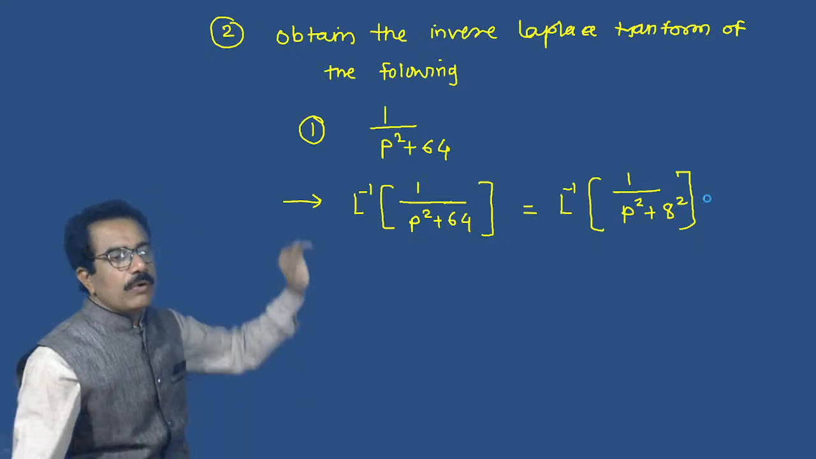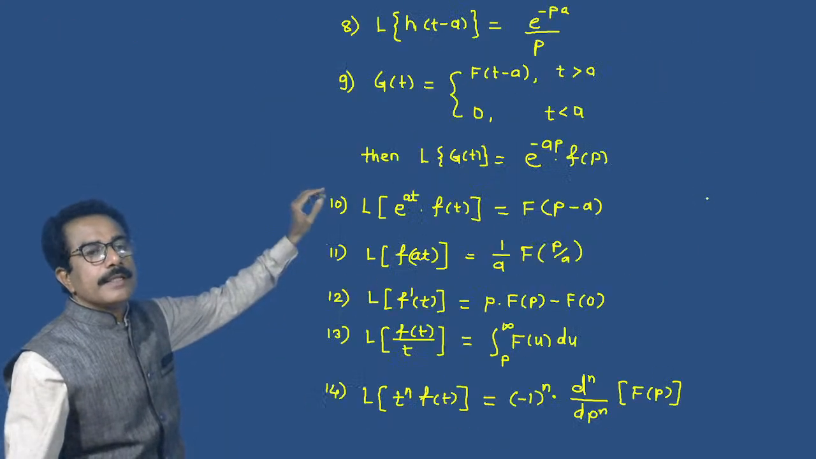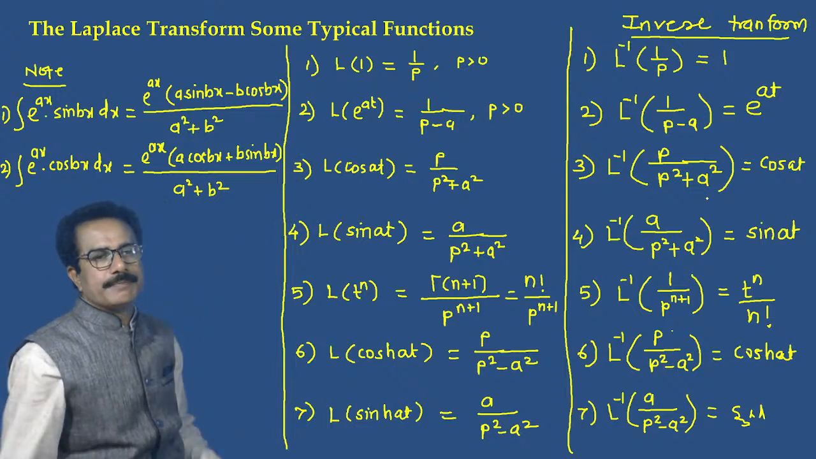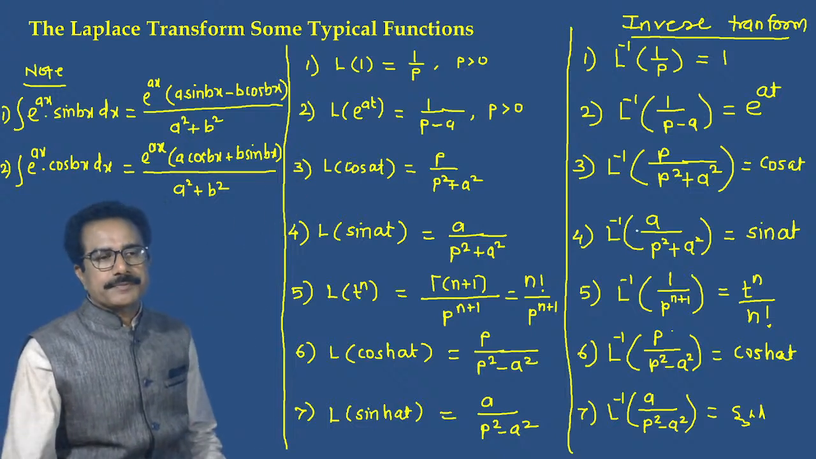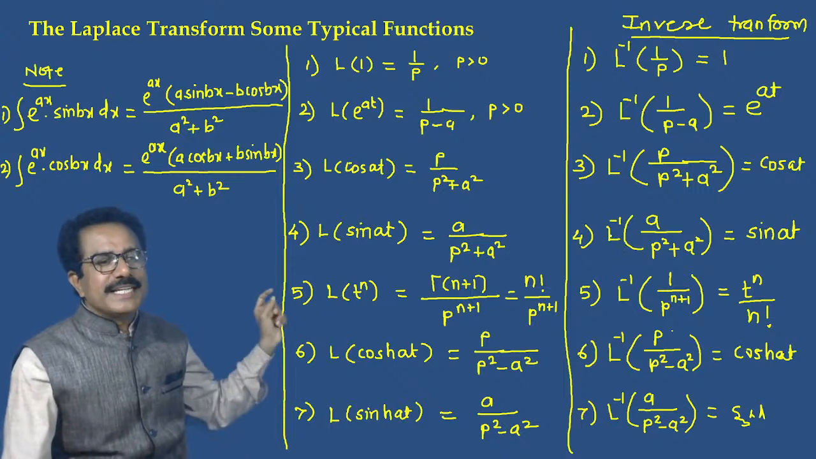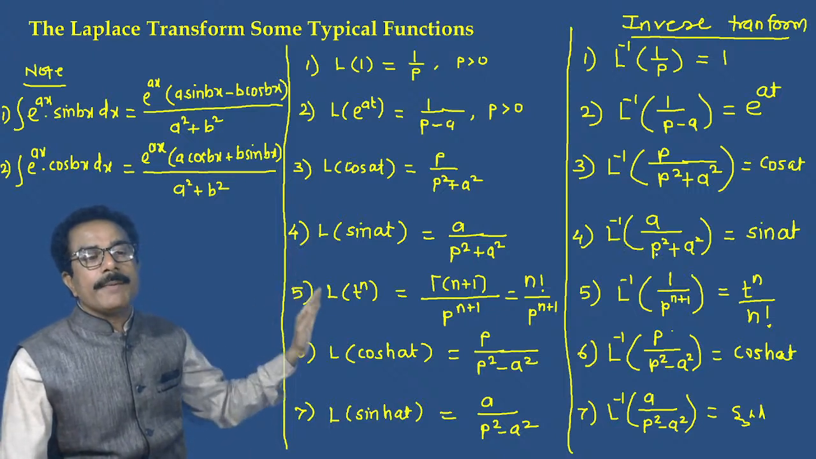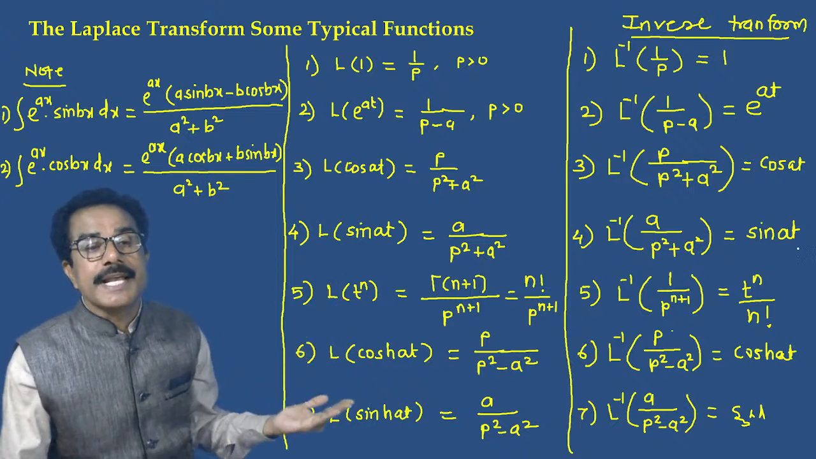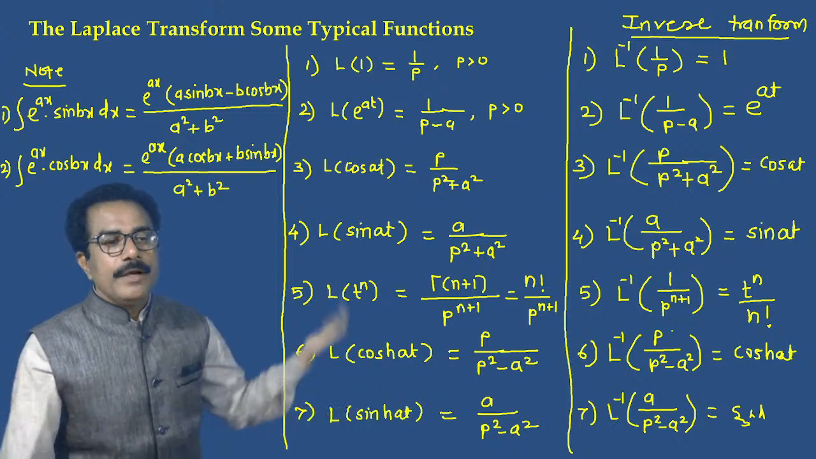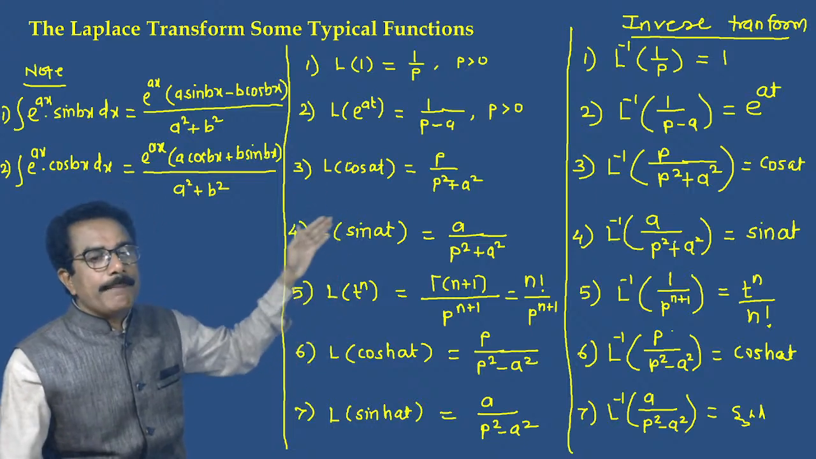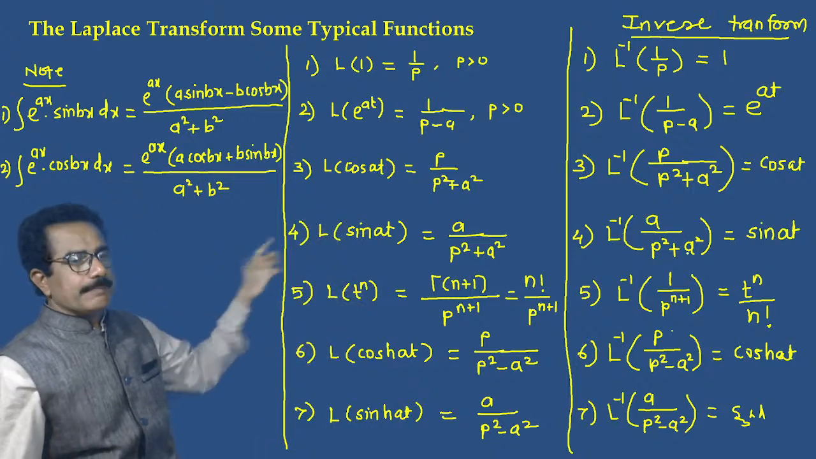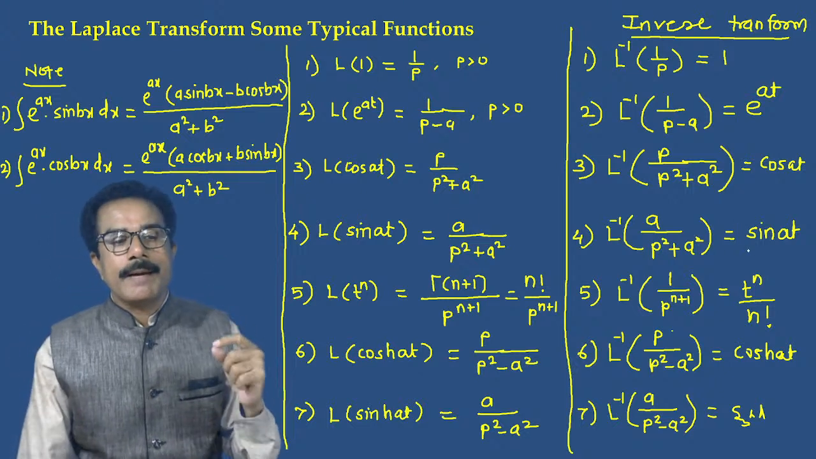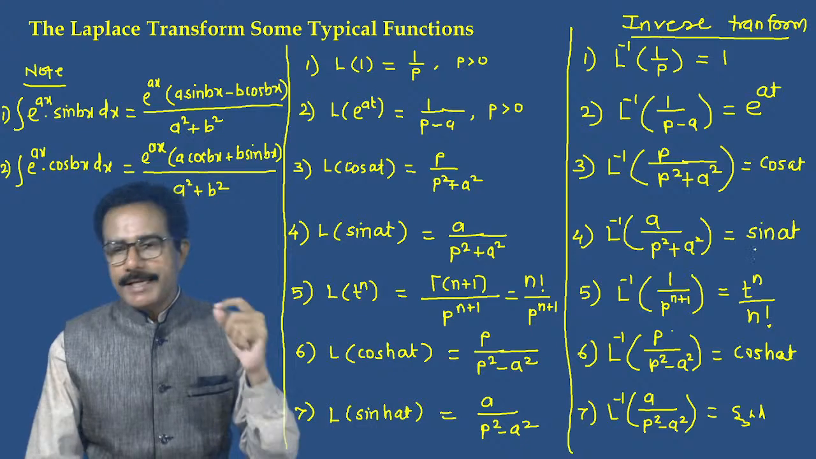Now here we have to use the basic formula for the inverse Laplace transformation. See here, L inverse of a divided by p square plus a square we can write as sin a t, or L inverse of 1 upon p square plus a square, you can take a on the left side, so we will get 1 upon a sin a t.